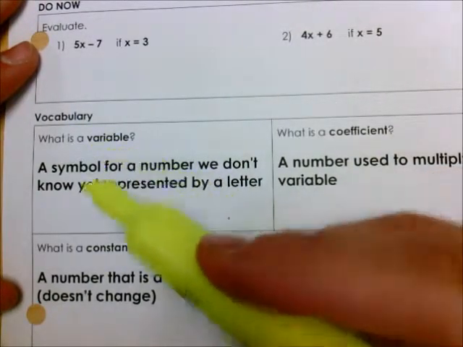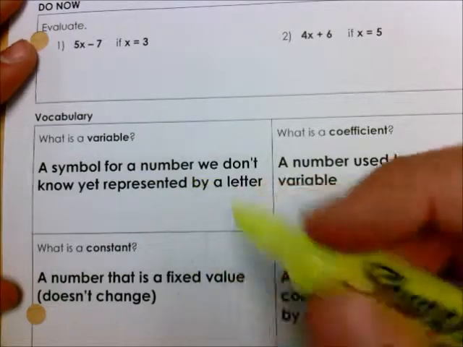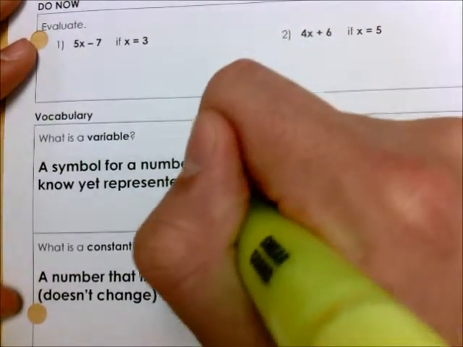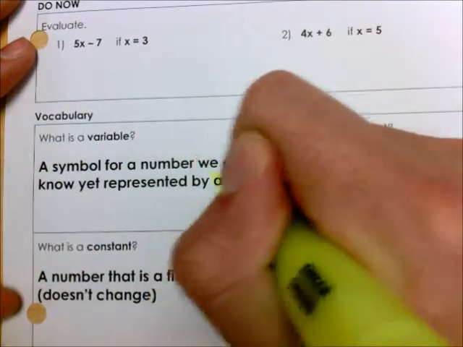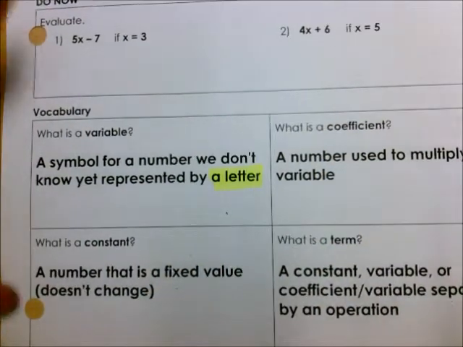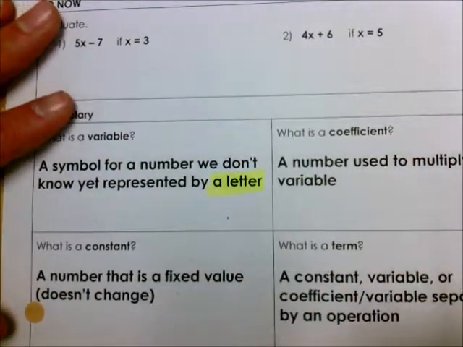So a variable is a symbol for a number we don't know yet, represented by, and this is the biggest piece of this sentence, a letter. So a variable, it's a letter. Now, sometimes you can be goofy, and a smiley face could be a variable and stuff like that. But in math, in my math class at least, we're going to be using letters, a letter.